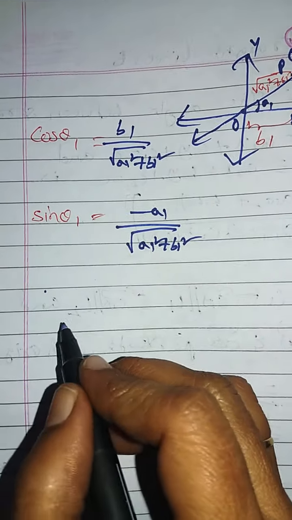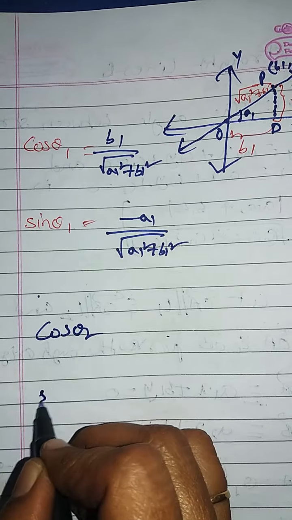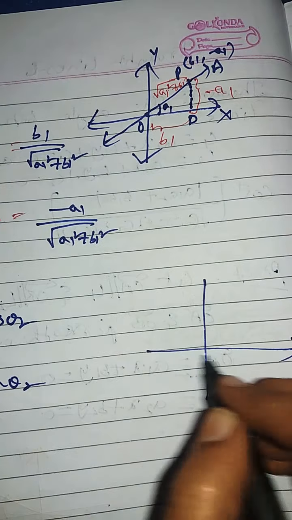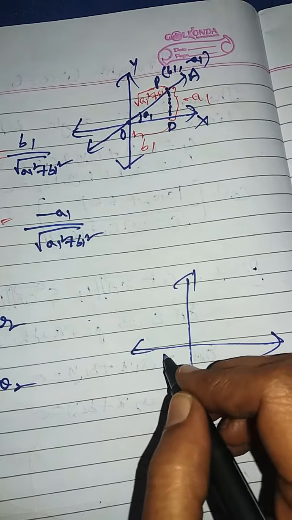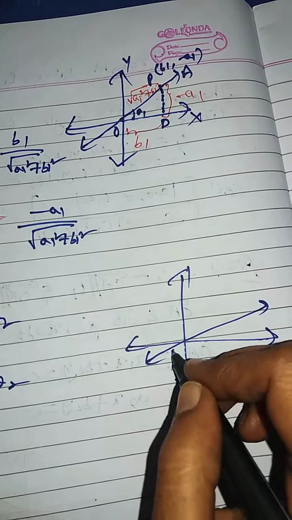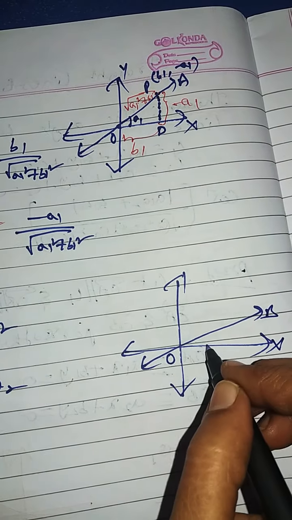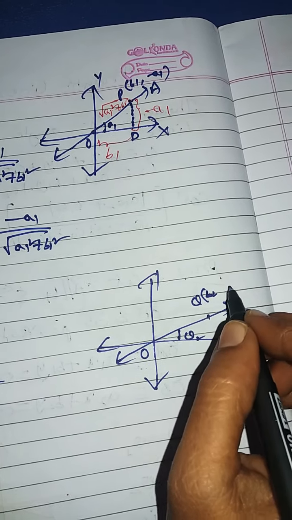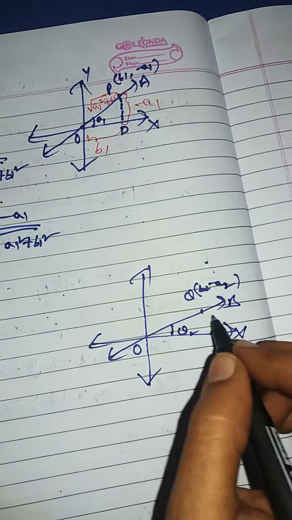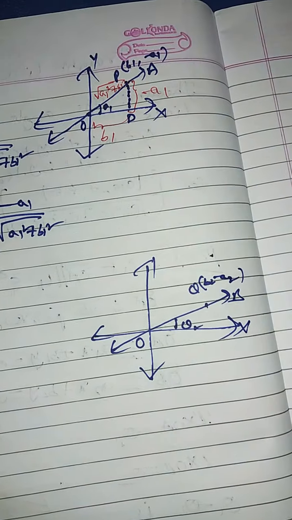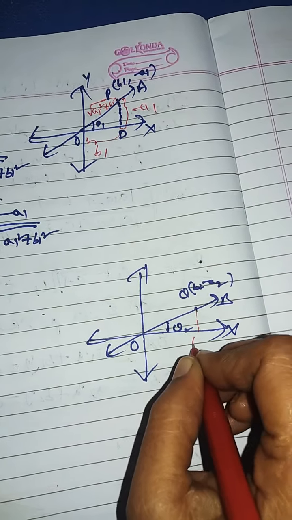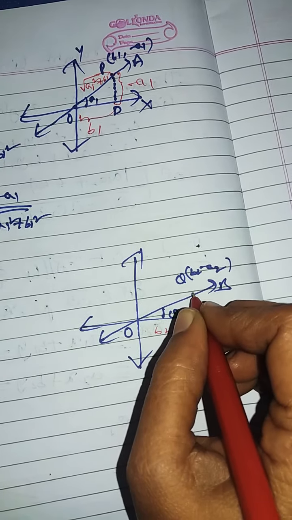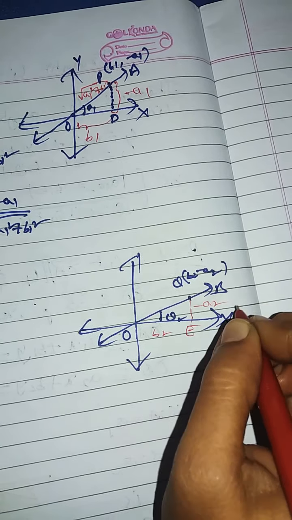Now I will go to find cos theta 2 and sin theta 2. It is related to the second line OB. Now again draw coordinate axis and draw OB line. Angle made by this is theta 2. Now Q is a point, Q (B2, minus A2) is a point on OB line. Now draw perpendicular QE on x-axis. OE length is B2, QE length is minus A2.